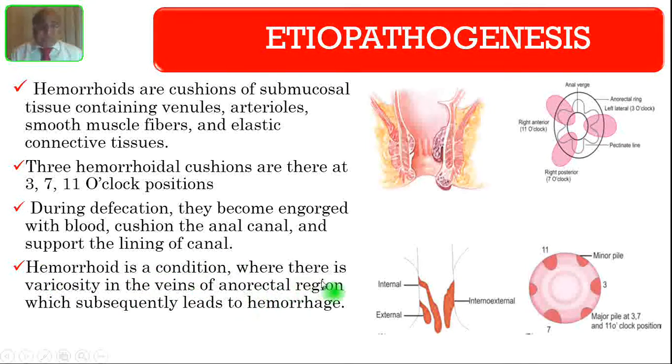Hemorrhoid is a condition where there is varicosity of the veins of the anorectal region, which subsequently leads to hemorrhage. So this is normal. You are seeing the internal hemorrhoid, which is above the pectinate or dentate line. This is internal hemorrhoids, and this is external hemorrhoids without any prolapse. Whereas here the internal hemorrhoid starts prolapsing outwards. You will get these exactly at 3, 7 and 11 o'clock. These are called primary hemorrhoids, and in between these you will get minor hemorrhoids also.